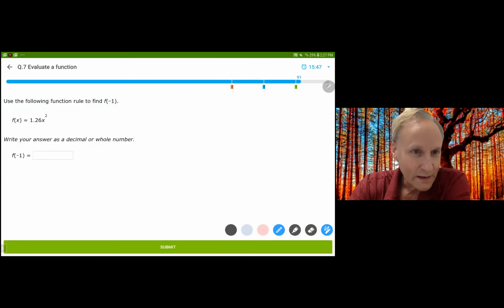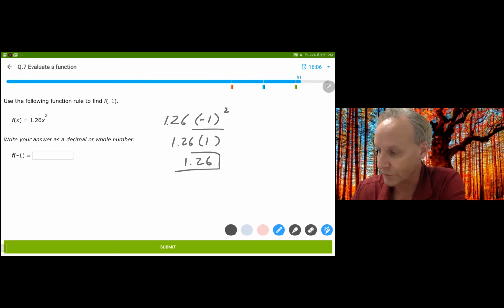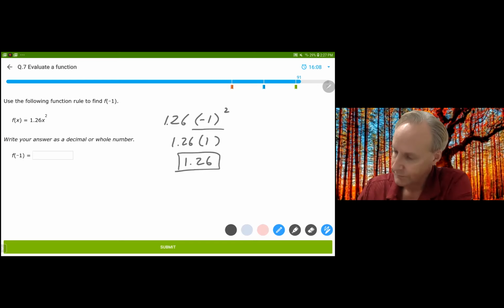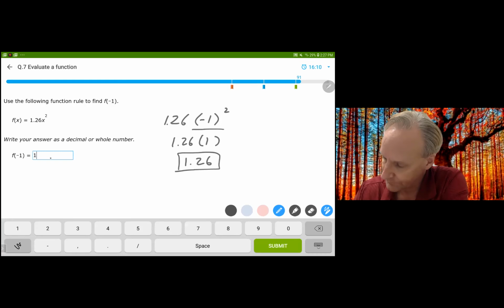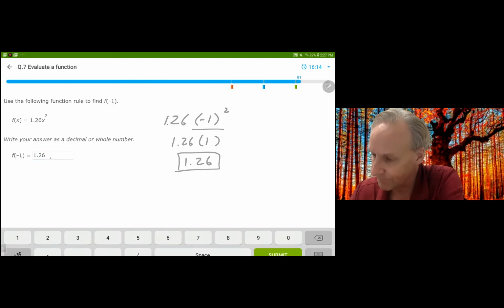All right. Oh, negative 1 to the second power. So we got 1.26, which is the answer, by the way, times negative 1 squared. Well, that's just 1. And when you multiply by 1, nothing happens. That's why 1 is called the identity for multiplication. That's 1.26. That is all.